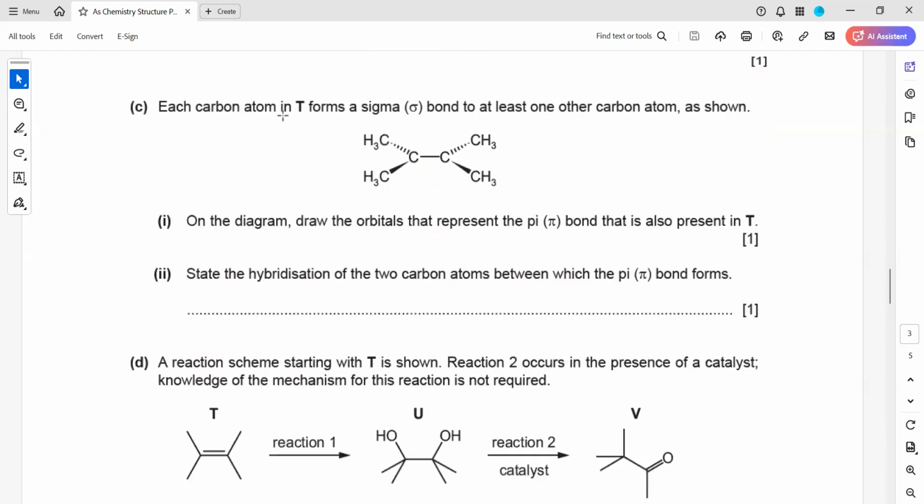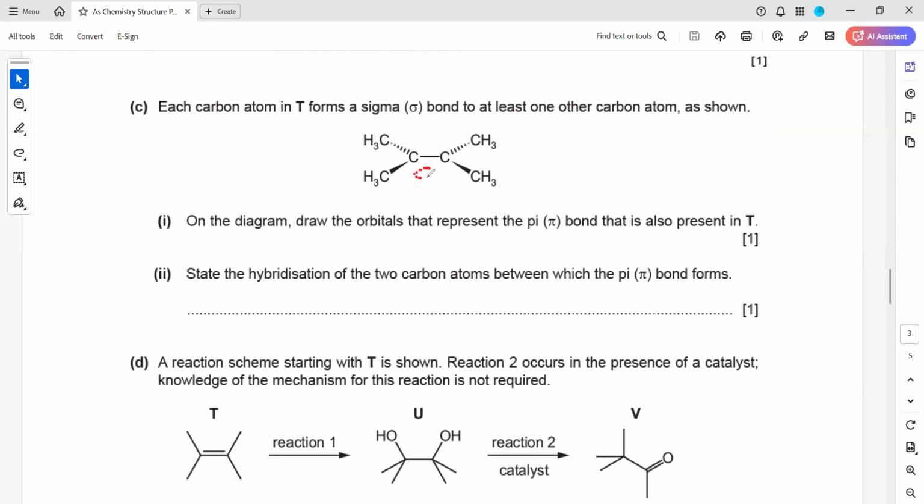The next is: each carbon atom in T forms a sigma bond, at least one with the other. As shown on the diagram, draw orbitals that represent a pi bond that is also present in T. So we have to draw a pi bond. How do we represent a pi bond in a structure?